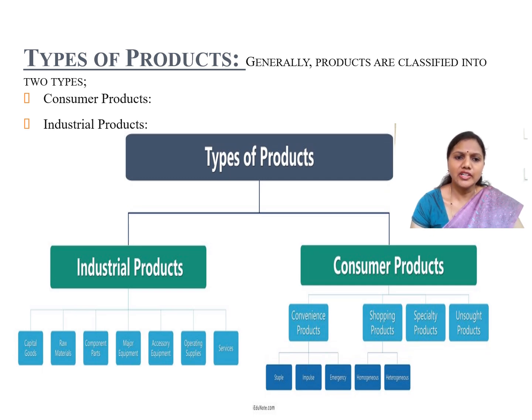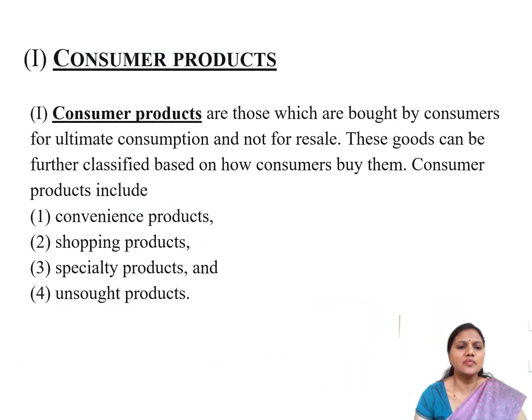Products are divided into two main types: industrial products and consumer products. In this class, first let us discuss consumer products or consumer goods. In the next class, I will explain about industrial products. Consumer products, as the word itself indicates, are manufactured or produced for the consumers. So the end users are the consumers.